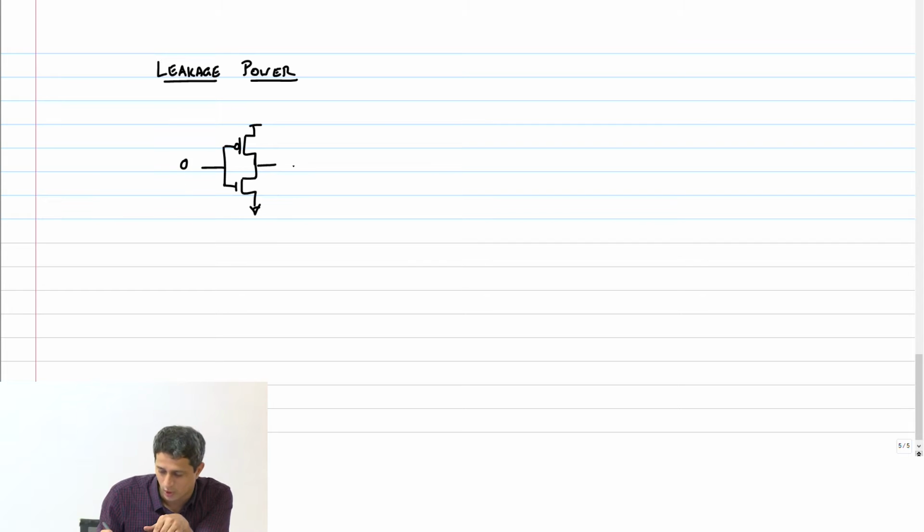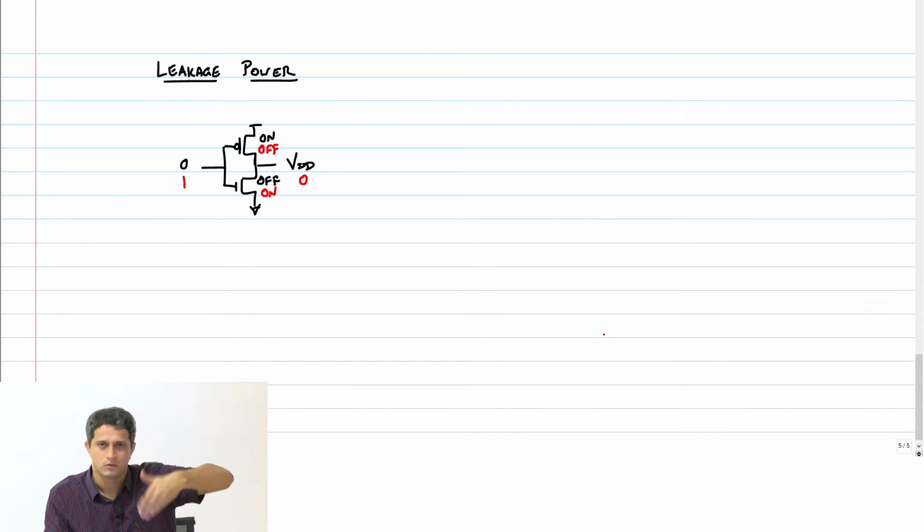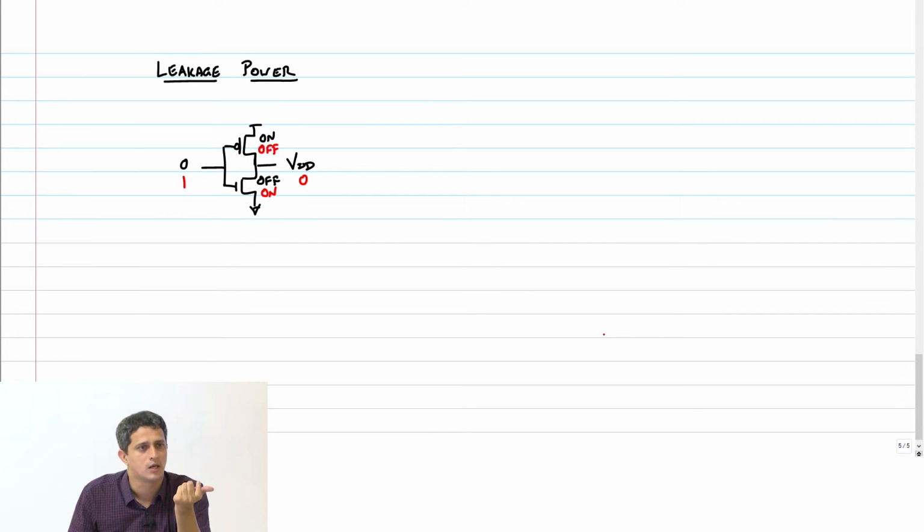So if my input is 0, output is VDD, right? In which case the PMOS is on and NMOS is off. On the other hand, if my input is 1, output will be 0, right? The NMOS will be on and PMOS will be off, right? So therefore, the on guy is going to connect you to the supplies, either VDD or ground. So who's the guy who's going to leak current when the input is 0? It's the NMOS transistor that is going to leak current.